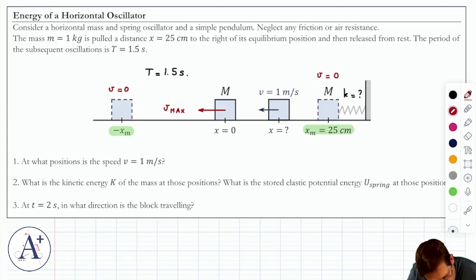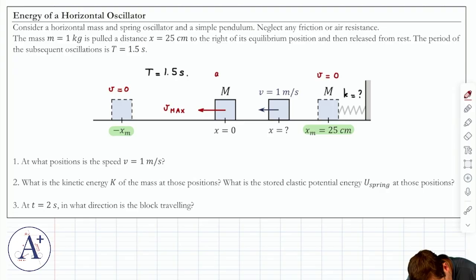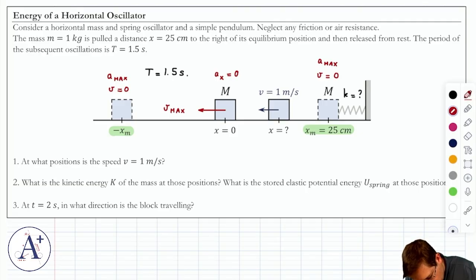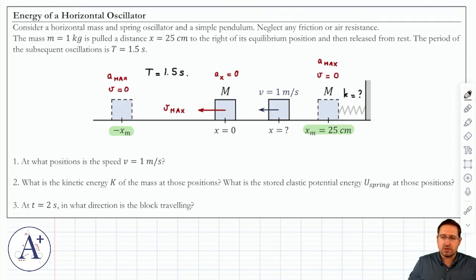And by the way, the acceleration here will be 0, because at the equilibrium position, this spring will neither be stretched nor compressed, because we have a horizontal oscillator. And then here, we're going to have max acceleration. Here, we're going to have max acceleration as well. So max velocity or max speed occurs at the equilibrium position. Max acceleration occurs at the endpoints. And conversely, v is 0 at the endpoints. Acceleration is 0 at the equilibrium.